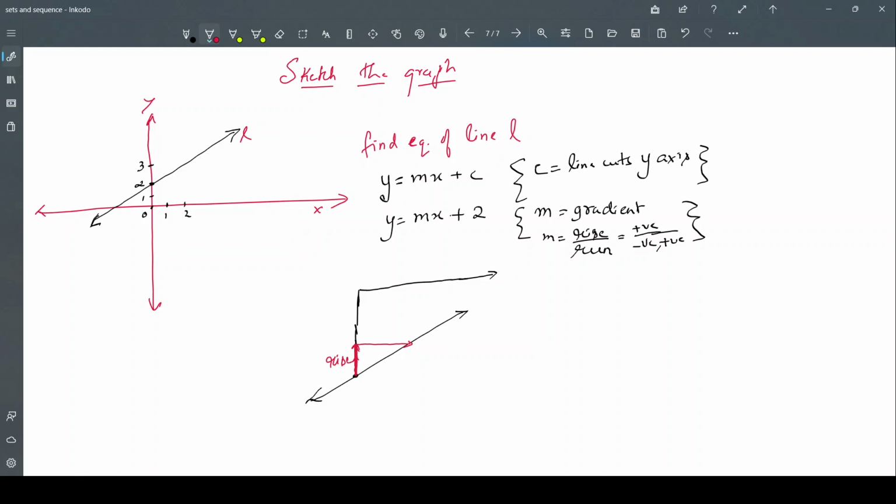It should always be positive. It should be going top side. Keep it in mind that if you are going up, it is rise, it's positive. If you are going down, it's negative. If you are going right, it's positive. If you are going left, it's negative. So if I'm going up, it's positive. If I'm going right side, it is also positive. Run is also positive and rise is also positive. Now let's come back to the question.